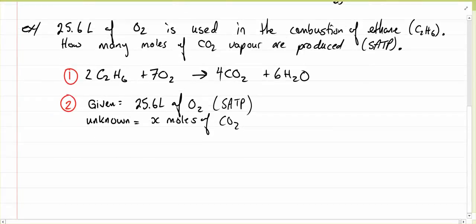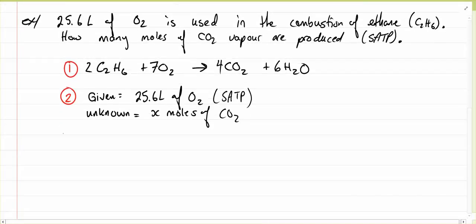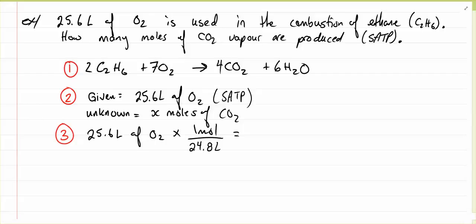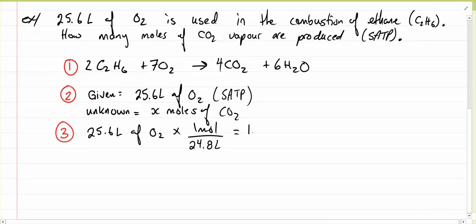So third step is convert to moles. Before we put anything into the mole ratio, we need to convert. So step 3, we have to take that 25.6 liters of O2 and multiply it by 1 mole over SATP, which is 24.8 liters. So we're going to take 25.6 and divide it by 24.8. Just doing it on my calculator here, and I get 1.03 moles of O2.